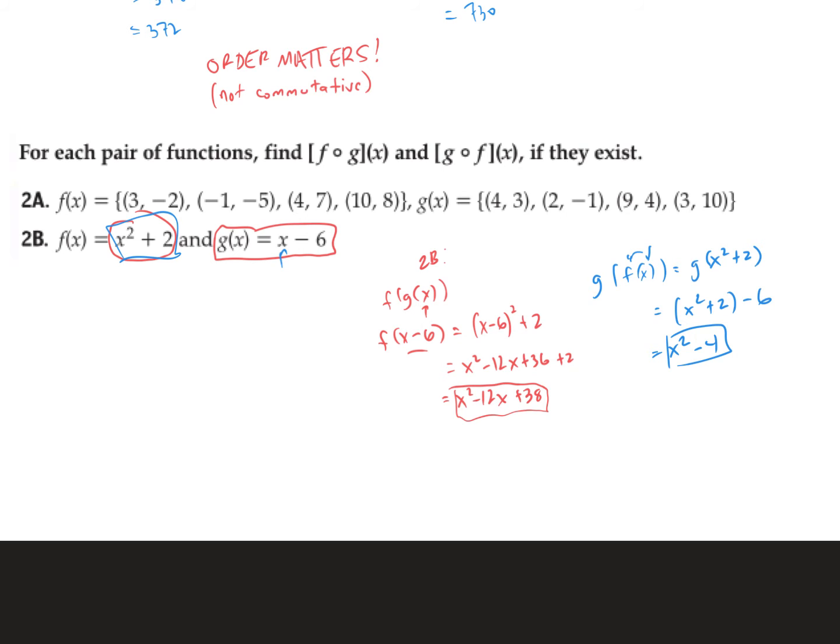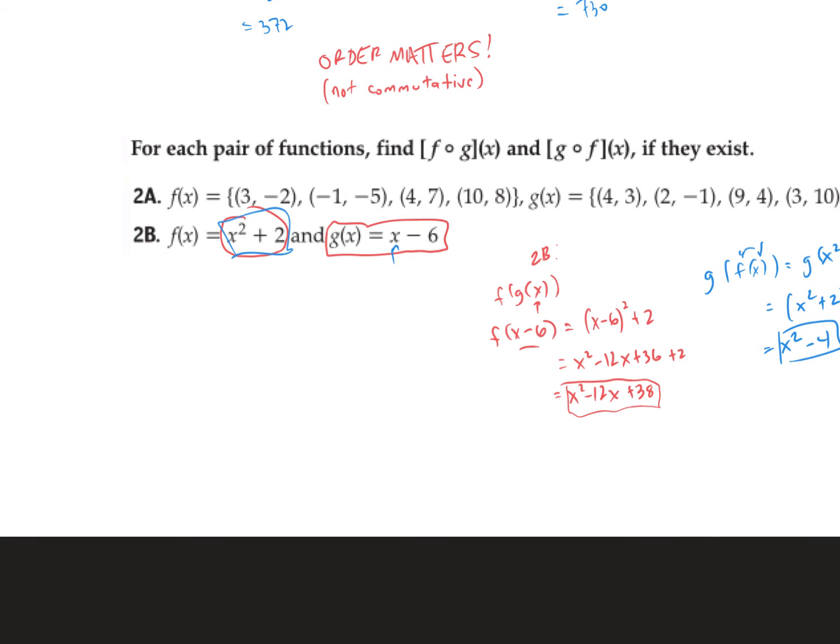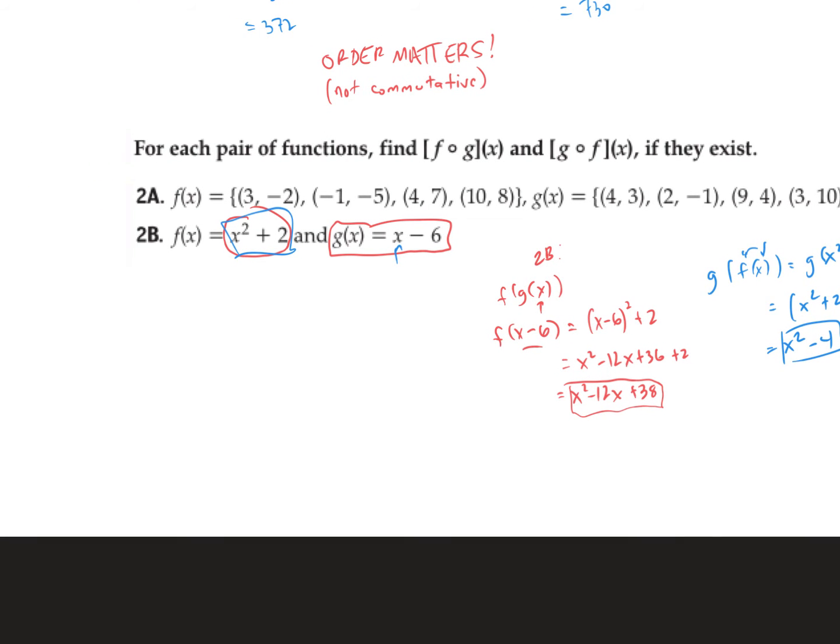So that's how you do it when you have equations. Now when you have functions, like written out discrete functions, like the one that's example A, the process goes a little differently. So let me show you how that works. 2a.